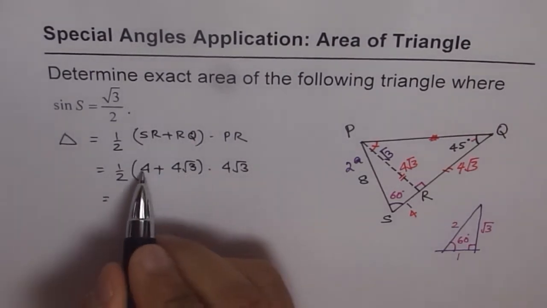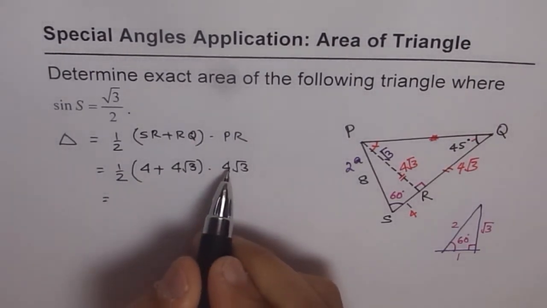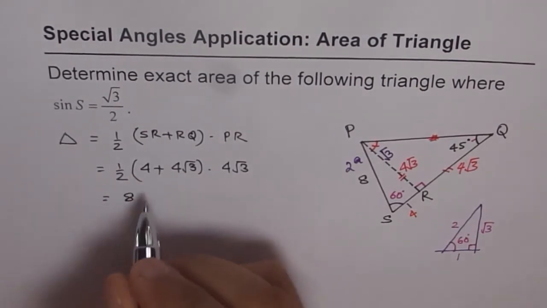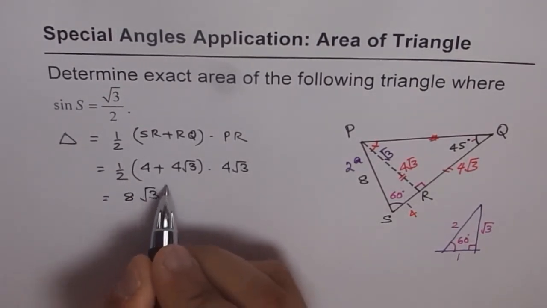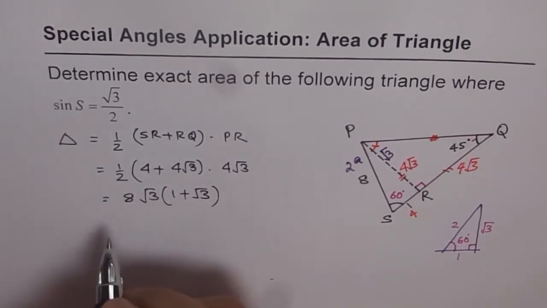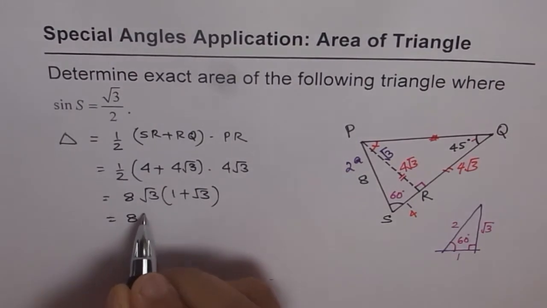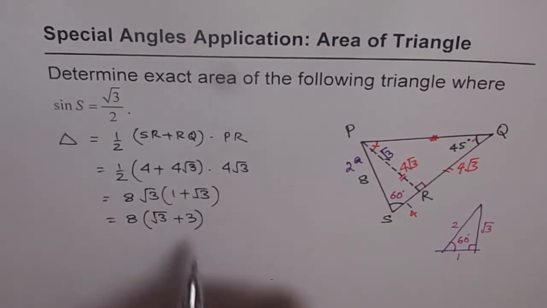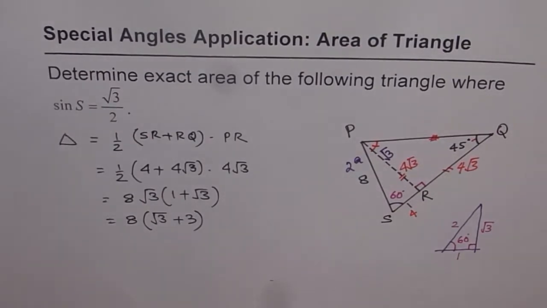And now we can take 4 common from here also. So 4 times 4 will be 16. 16 divided by 2 is 8. So we get 8 square root 3 times 1 plus square root 3. You can multiply by square root 3 and get 8 within brackets, square root 3 plus 3. So that becomes the area of this triangle. I hope you appreciate the method, right?